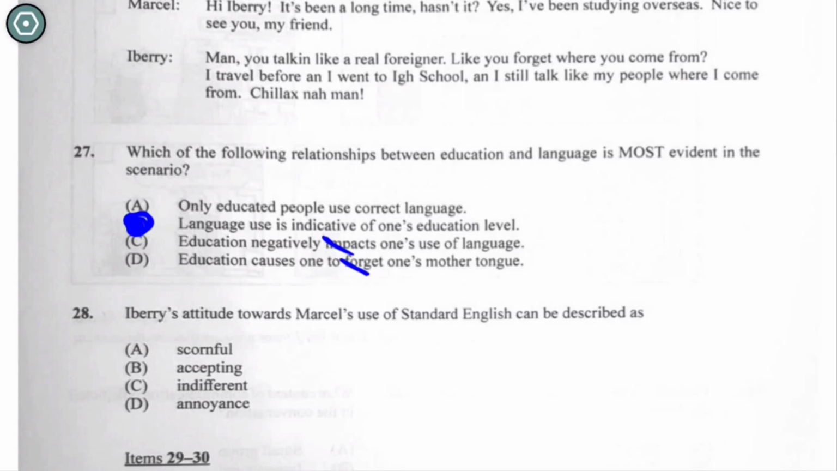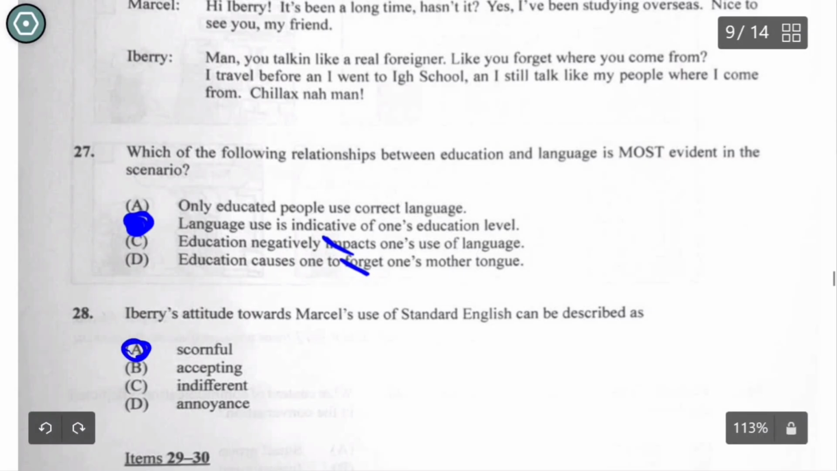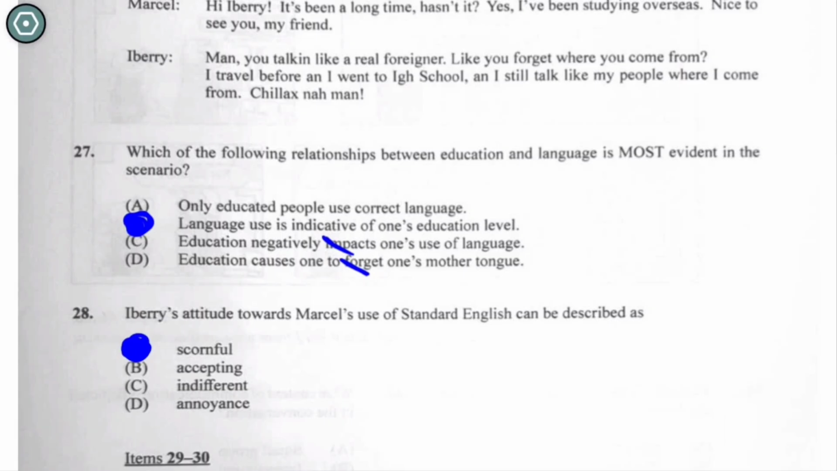Now, Iberry's attitude towards Marcel's use of standard English can be described as scornful, accepting, indifferent, or annoyed. He doesn't sound annoyed. He's more scornful of it. He's like, you forget where you come from? And then he's going to say he went to high school and he still talk like him people them. So, nah. Okay? So, I hope we're good with that, and we're going to move on to items 29 to 30.